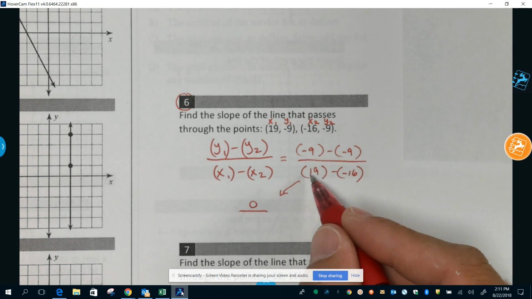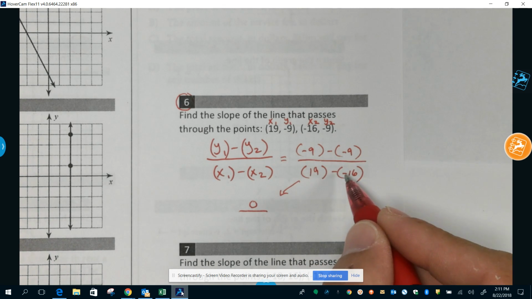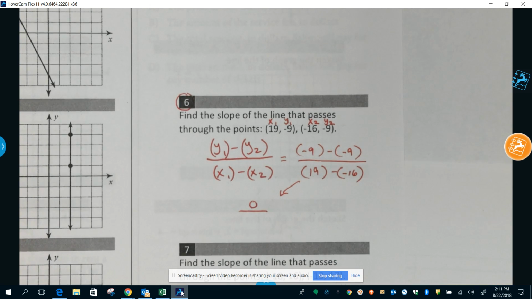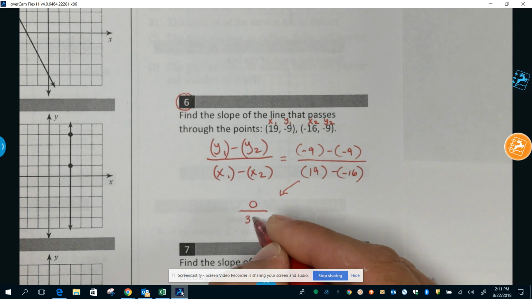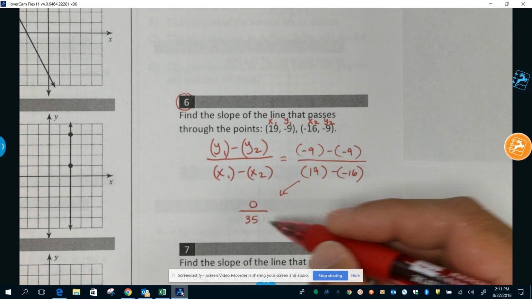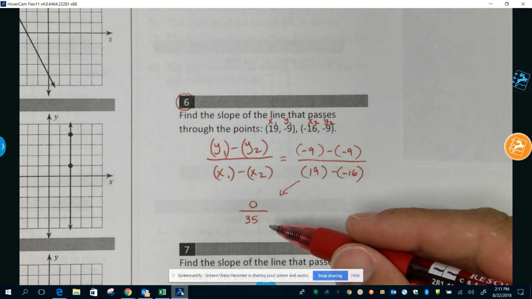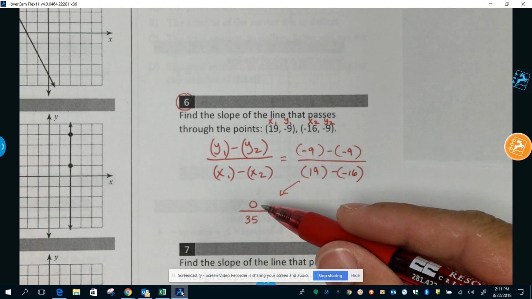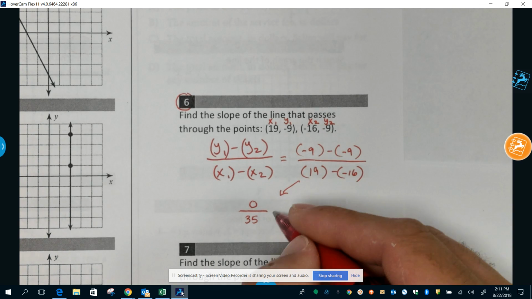My denominator, 19 minus negative 16, is like 19 plus 16, and that would be 35. Okay, now we're going to get a fraction. We need to reduce this fraction. As long as 0 is on the top of our fraction, we're good.